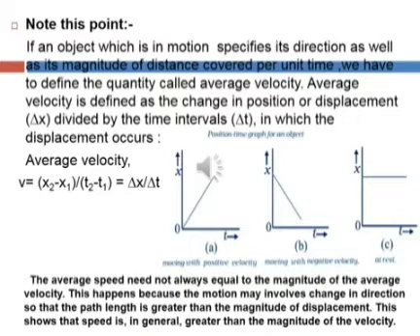The average speed need not always equal the magnitude of the average velocity. This happens because the motion may involve a change in direction, so that the path length is greater than the magnitude of displacement. This shows that speed is in general greater than the magnitude of the velocity.